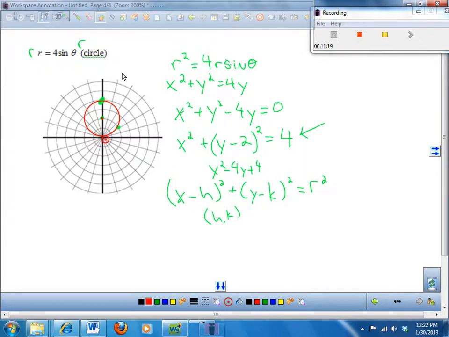Don't worry about that little mess up there. Can I get rid of that? I did. And there you see what the graph of r equals 4 sine theta looks like.